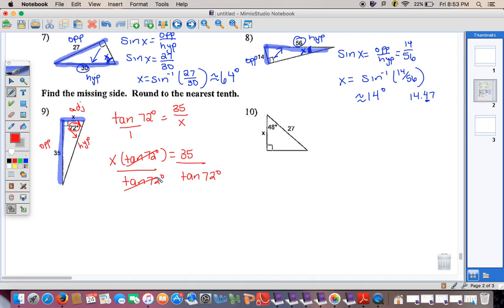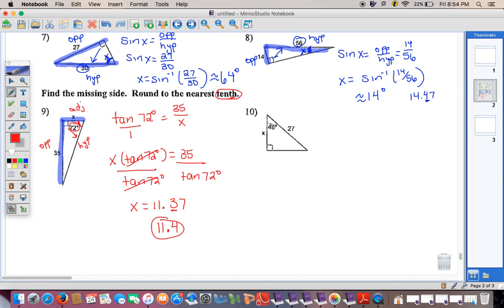So our tangent of 72s would cancel, and we get that x is equal to 35 divided by tangent of 72, which is, we're rounding to the nearest tenth here. So we got this as 11.37, and if we're rounding to the nearest tenth, we look at the number to the right, which is greater than 5, so this would be 11.4.